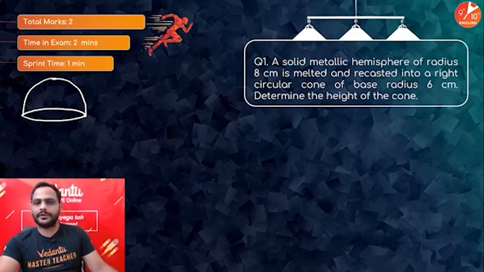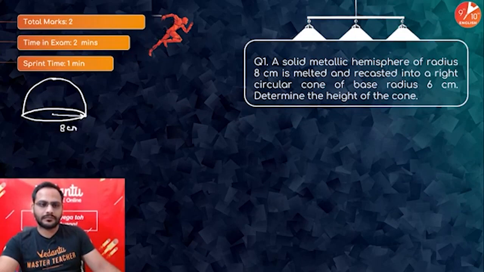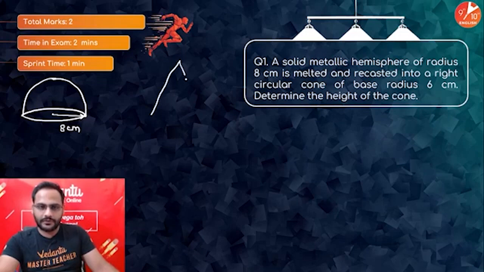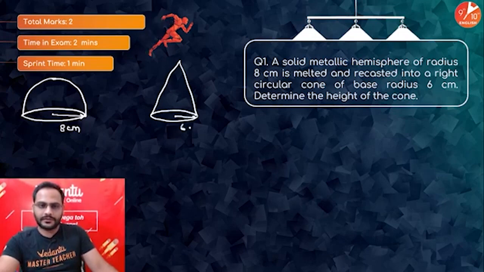We have a hemisphere over here of radius 8 cm. This hemisphere has been melted and recast into a right circular cone of base radius 6 cm. We have to find out what will be the height of the cone. Here, it is given that the radius is 6 cm.